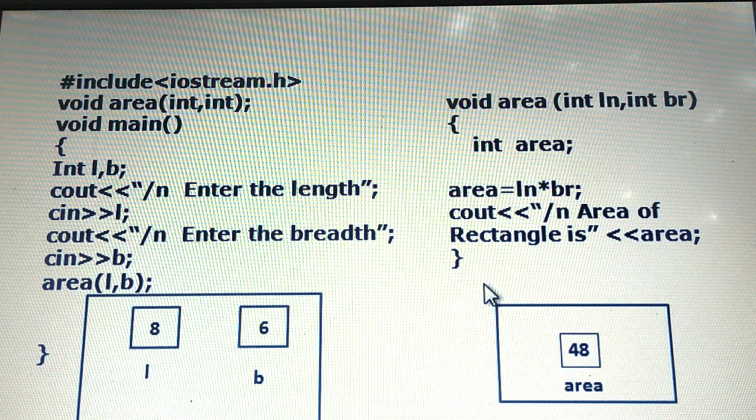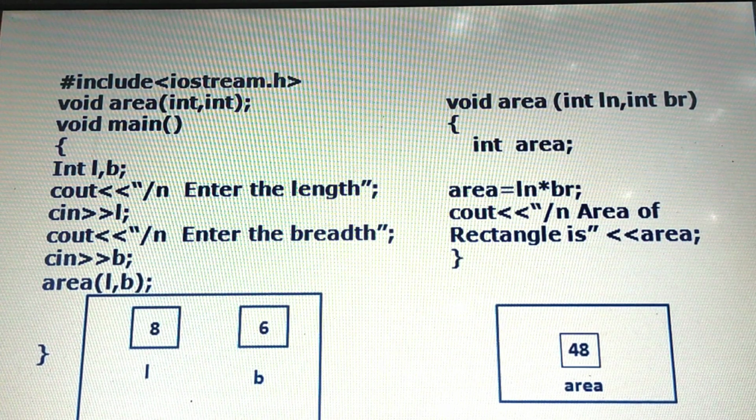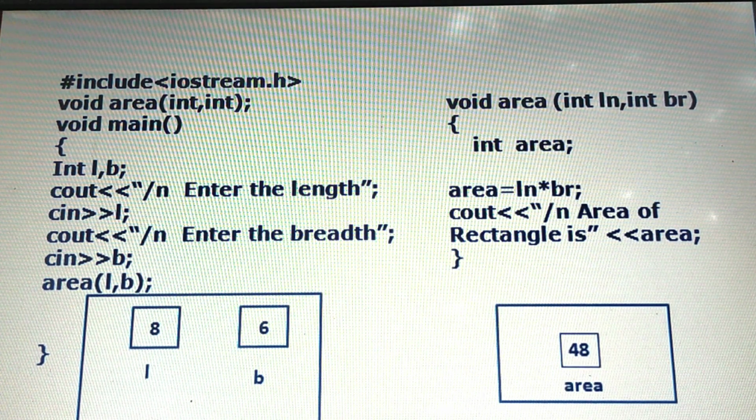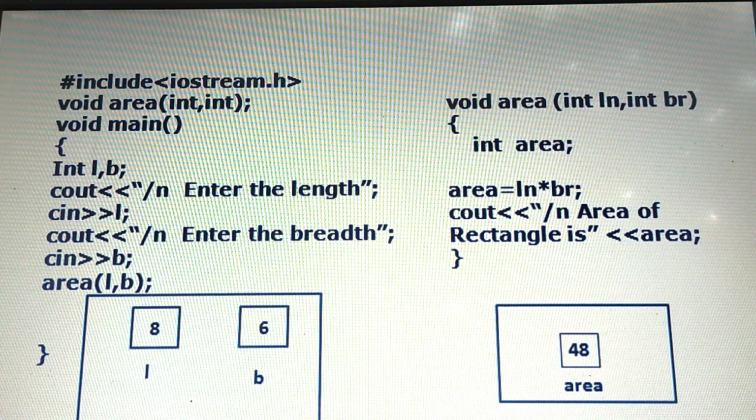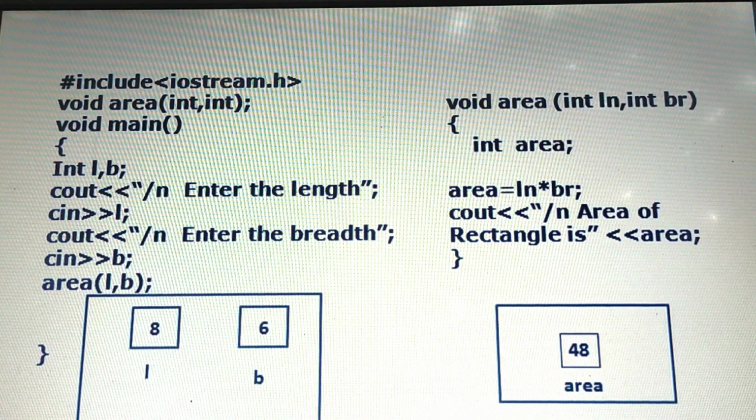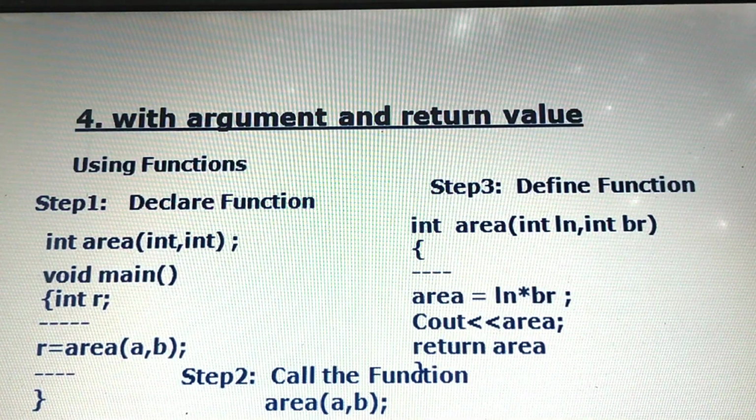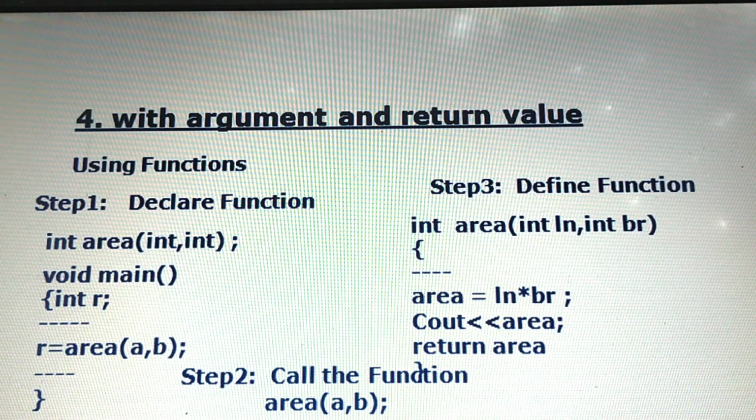In such a way we can implement the type of function with the argument but no return type. The same program we have written with three types of functions: first, no argument, no return type; then no argument with return type; then with the argument, no return type. Next, let's discuss the last type of function, the fourth one, with the argument and return value. Argument is there, return value is also there.